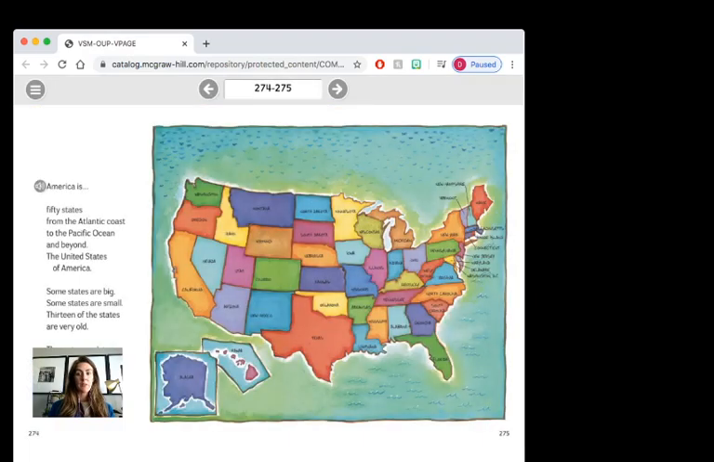Ooh, I like this picture. I love all the states being in different colors because you can clearly see one state and then the other. So before we read this page, let's find Michigan on this map of the United States of America. Find Michigan. A lot of people say that Michigan looks like a mitten, right? Who can find Michigan?